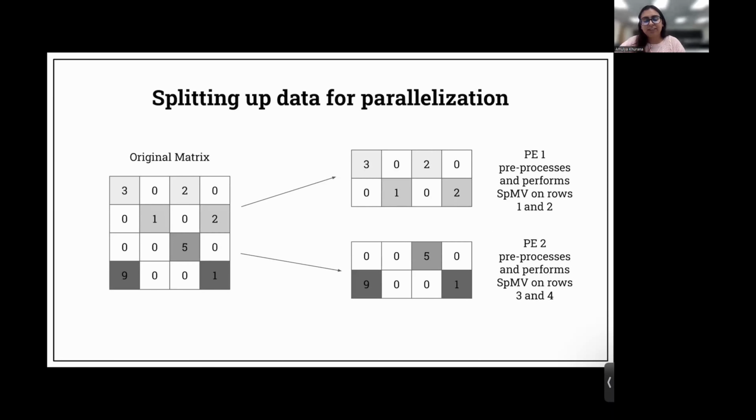Another optimization we did was to split the computations among different processing elements so the preprocessing and main SpMV computations could be done in parallel. In order to do this, we split up the input matrix by row into the number of processing elements. In the case of this example, we are splitting up the matrix for 2 processing elements.